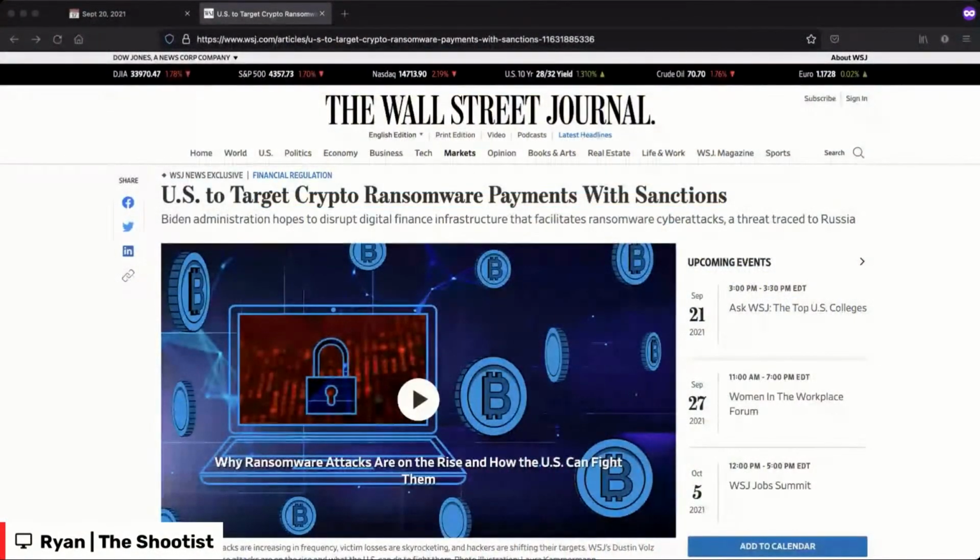And even this article talking about it, U.S. to target crypto ransomware payments. How? I mean, seriously, how in the hell? I'd love to get your opinion on this because I need to come up with an answer. Whenever you're doing debate, you have to do pro and con. You have to be prepared for both sides.